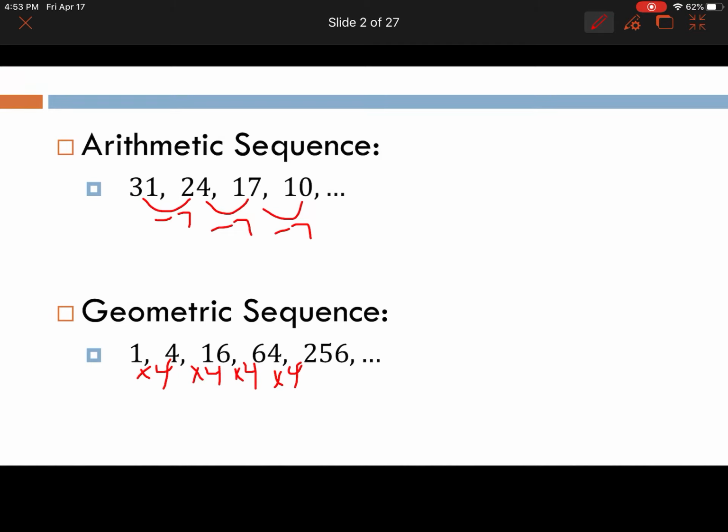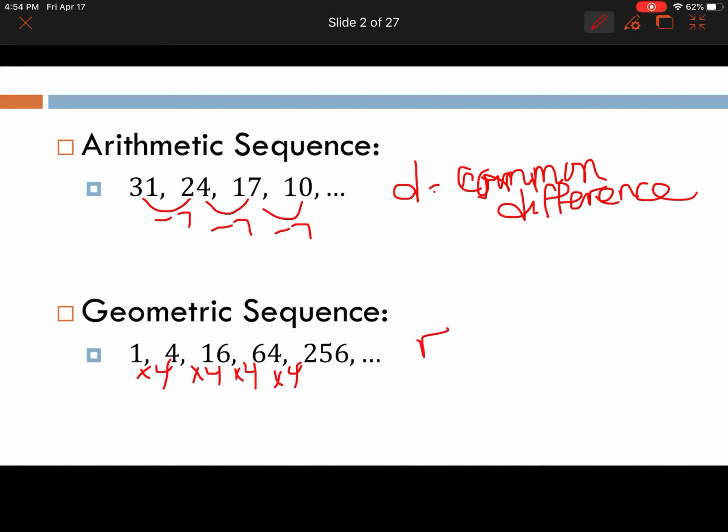So in an arithmetic sequence, the common difference, we called it D for the common difference. Oh, well, that's weird handwriting. Oh, that looks terrible. Sorry. And in this one, we call it R for the common ratio.